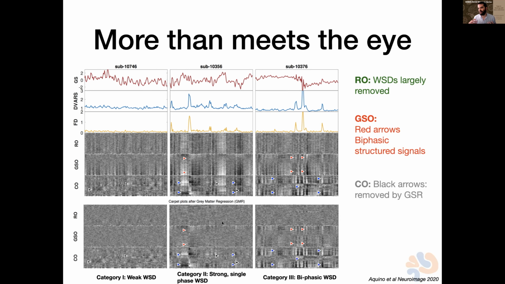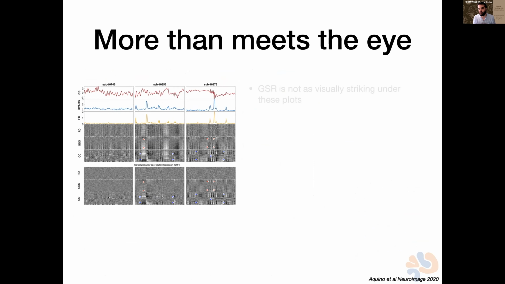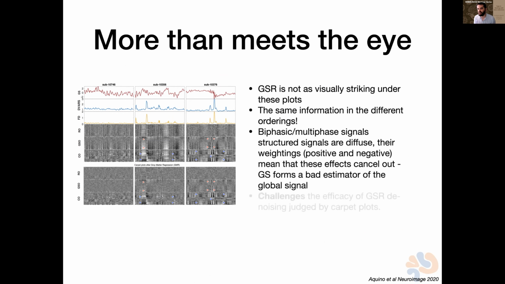But of course, in the cluster ordering, what really gets emphasized are these patterns that seem to be out of phase. You can see in these blue arrows that these things really pop up, and they have not been removed. And it's different depending on which category of subjects comes up. So in summary for this part, it's not that striking under these plots. It's essentially the same information but different orderings.